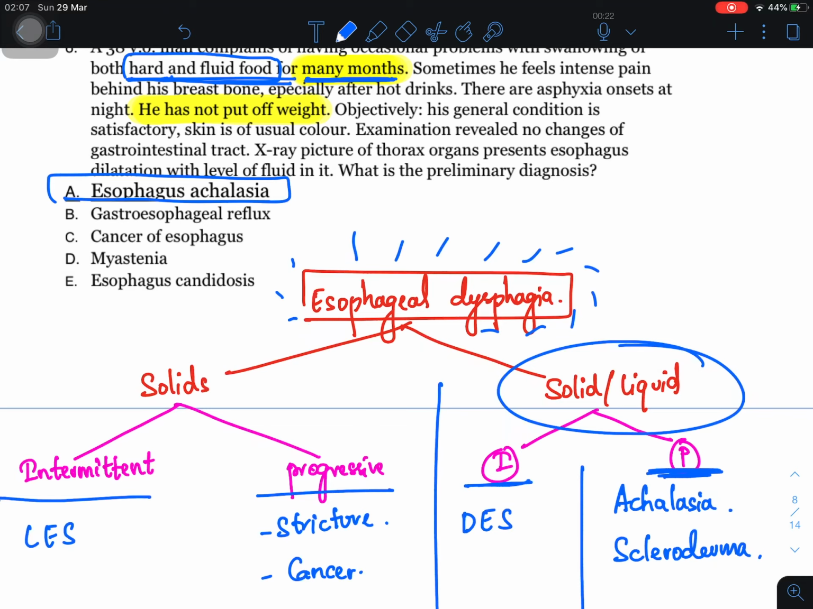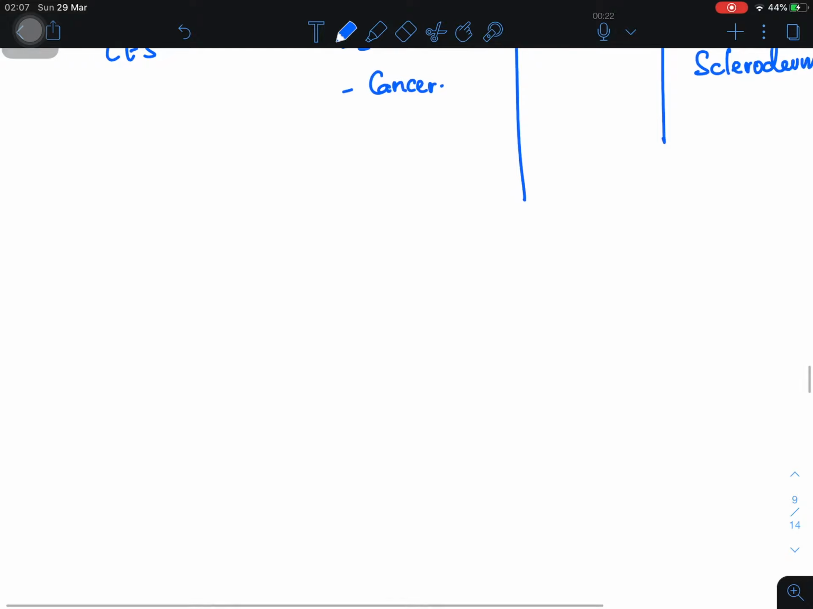Right. So I think I have to cancel option C because patient has no weight loss, so cancer of esophagus is wrong. I even have to cancel myasthenia because myasthenia mainly affects your skeletal muscles, not the smooth muscle. Now what is GERD? Let us discuss some important things about GERD here.